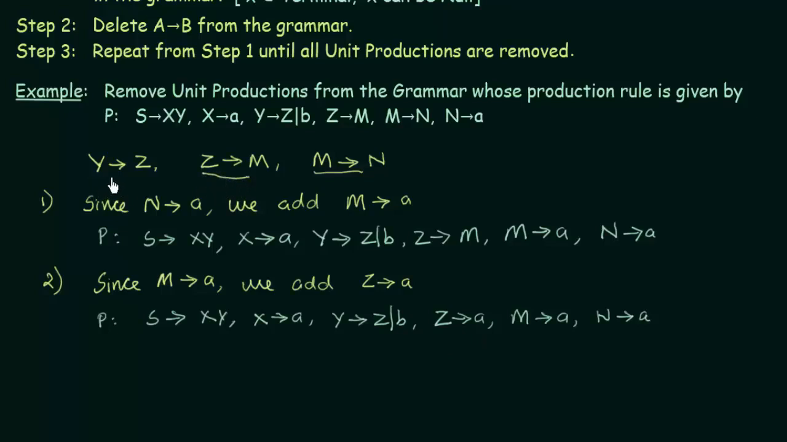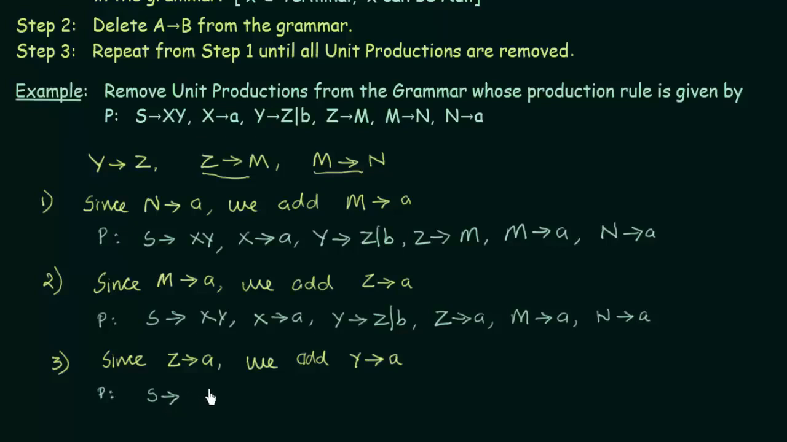Now the last one is Y gives Z. So how do we remove Y gives Z? In order to remove that, we have to look at the latest production that we have, and we see that Z gives A. So instead of Y gives Z, I can write Y gives A from this. So since we have the production which says Z gives A, we can add Y gives A to our production. So if I do that, how will the new production rule look like?